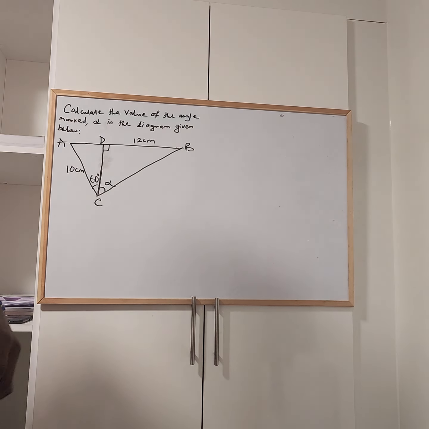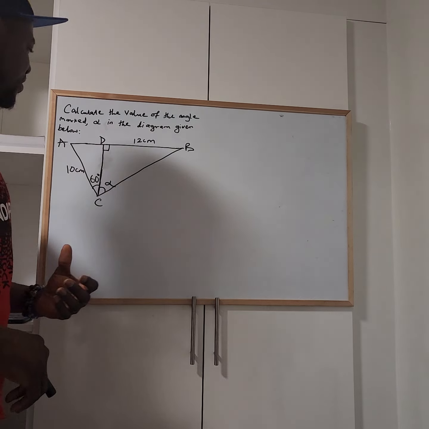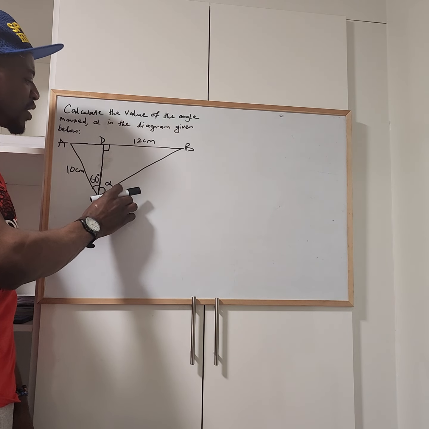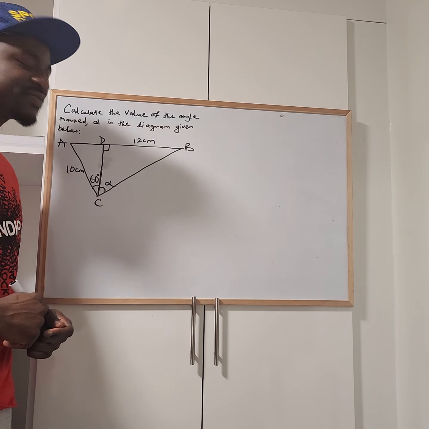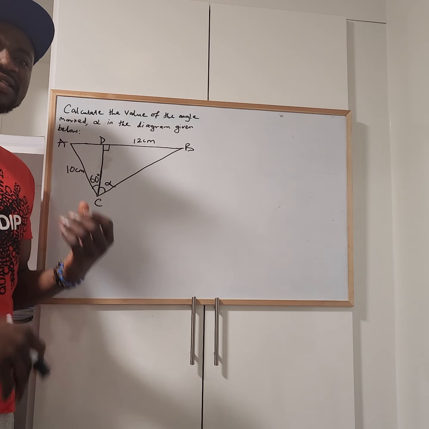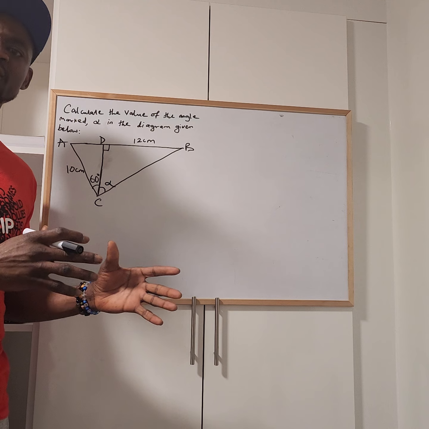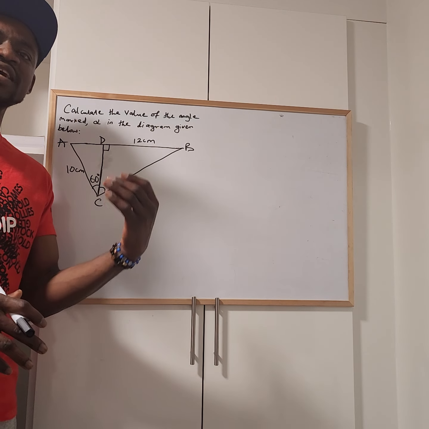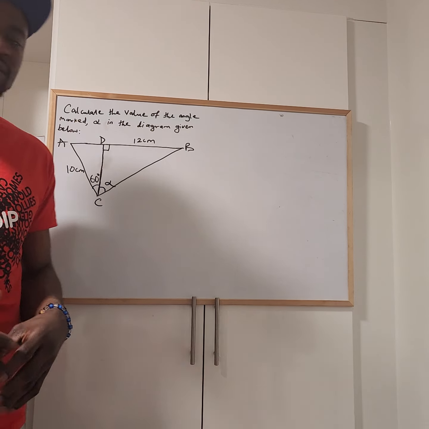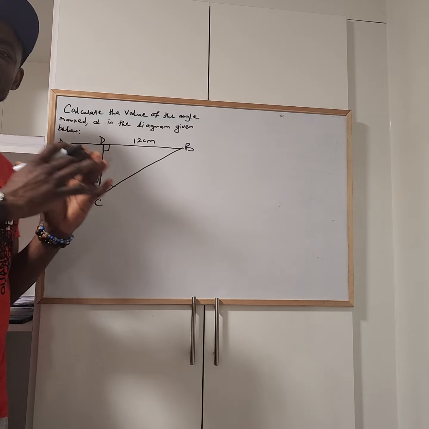There is a problem upon us here. You have been given this diagram and you are expected to find this angle marked alpha. How do we go about solving this problem? Previously, we utilized the Pythagoras theorem when looking for a given side of a right angle triangle when two other sides are known. So in today's edition, it's a distinct case.